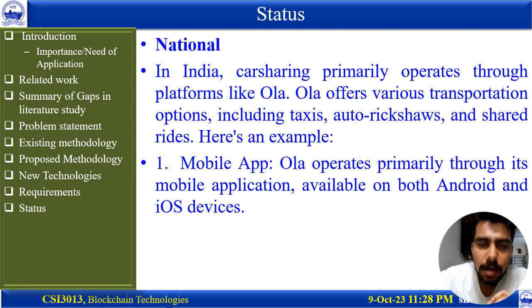And now, coming to the national status of car sharing in India, car sharing primarily operates through platforms like Ola. Ola offers various transportation options like taxis, auto rickshaws, and shared rides. Here's an example of how car sharing works in India. The first thing is the mobile app. Ola operates primarily through its mobile application, which is available on iOS devices as well as Android devices. Users need to download the app and access it by creating an account.